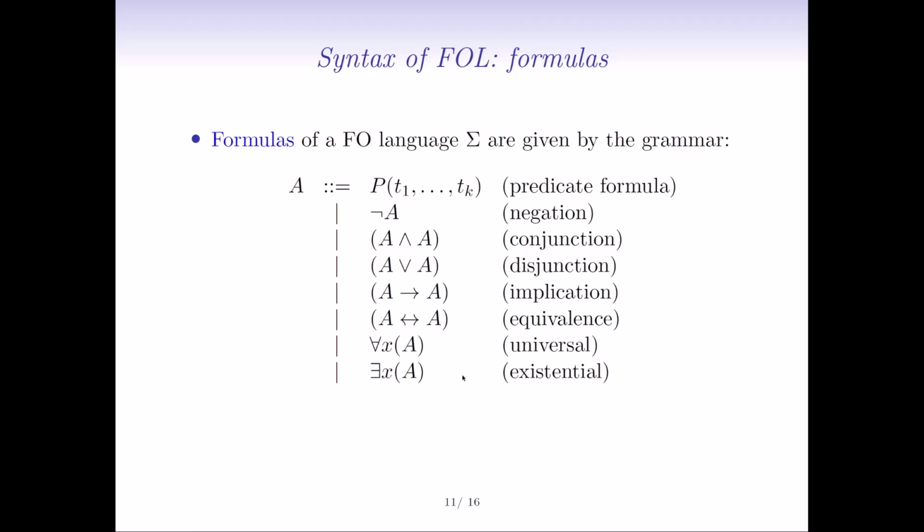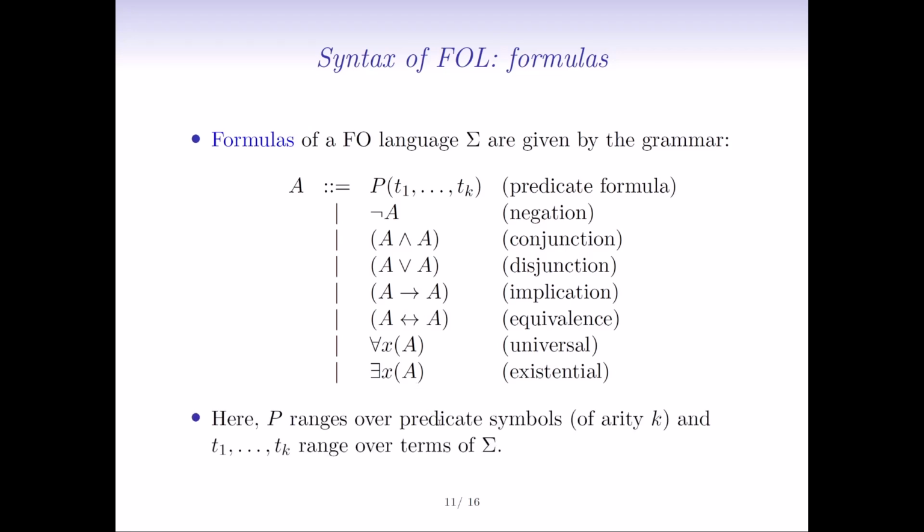And here, although I've written x, I mean that it's also good for any variable. So exists y (A) is a formula as well. Oh yeah, and here's just written down explicitly the comment that P has to be a predicate symbol and T1 up to Tk are supposed to be terms.